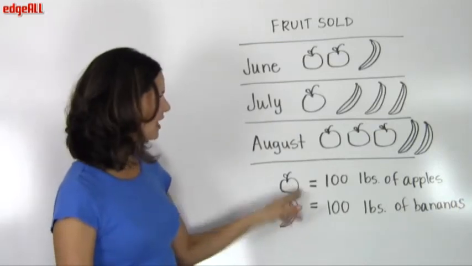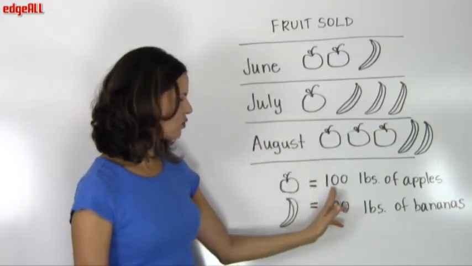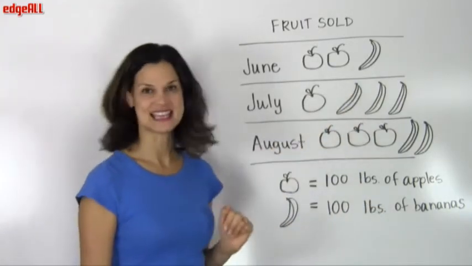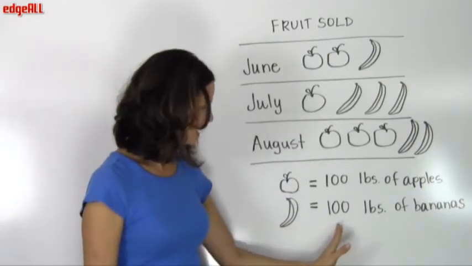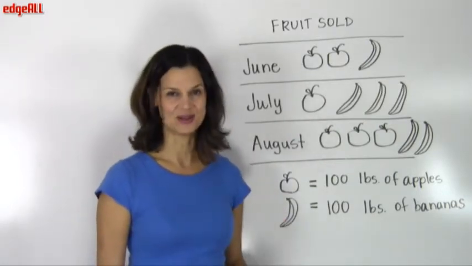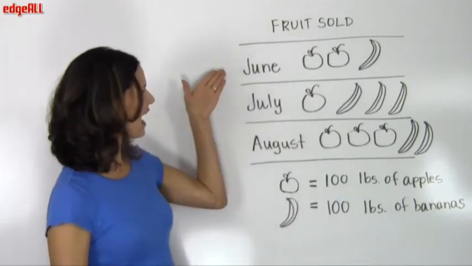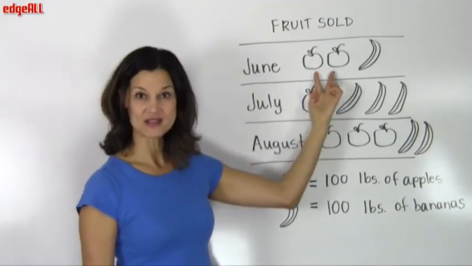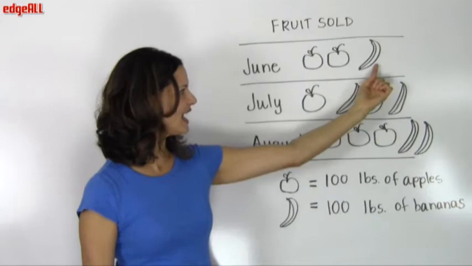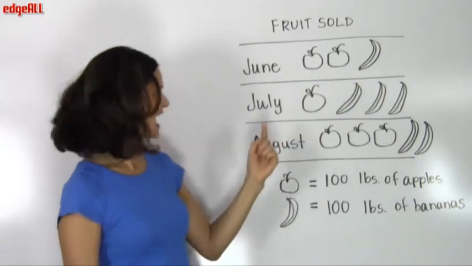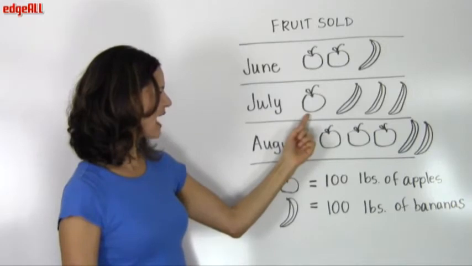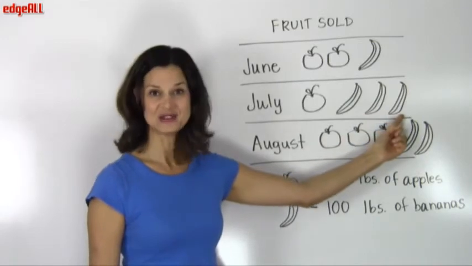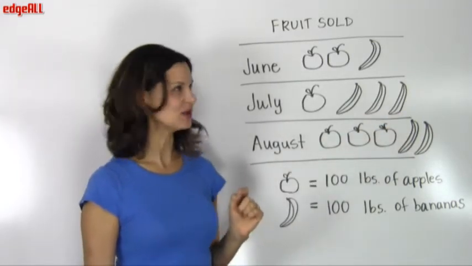So for every apple I see in my graph, that's equal to 100 pounds of apples sold. For every banana that I see on my graph, that's equal to 100 pounds of bananas sold. And so, looking at the graph, we can tell that in June, 200 pounds of apples were sold and 100 pounds of bananas. In July, 100 pounds of apples were sold and 300 pounds of bananas were sold.